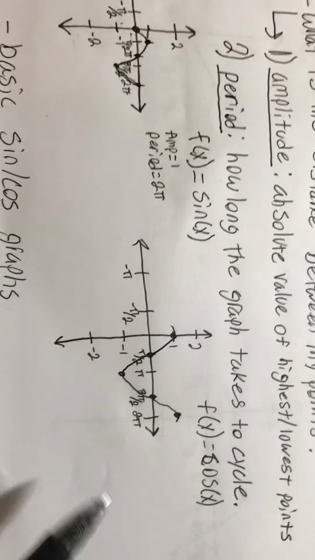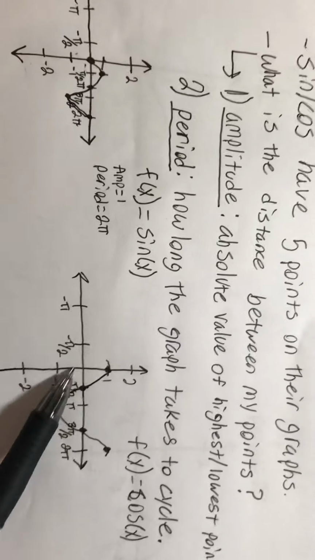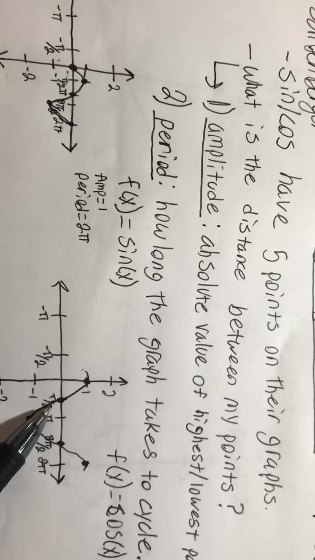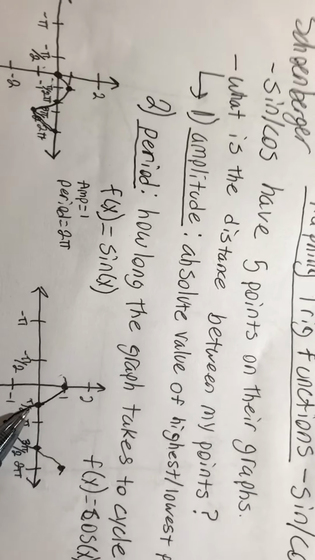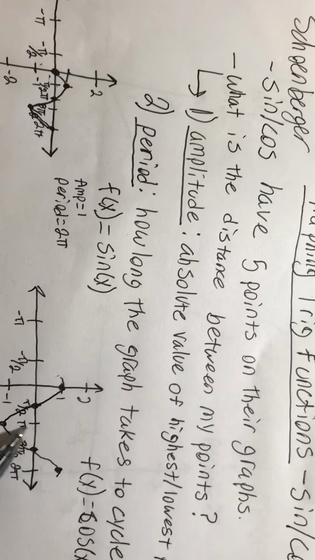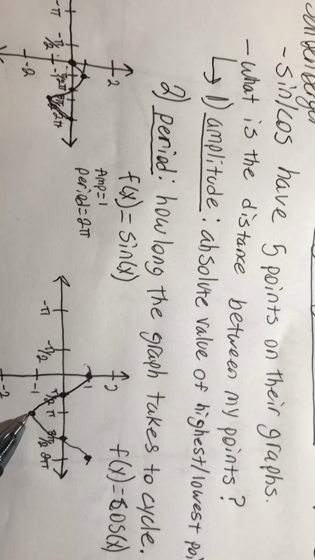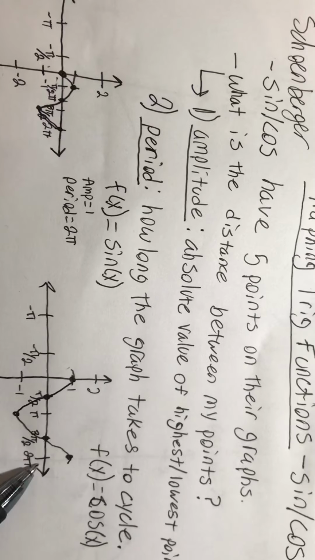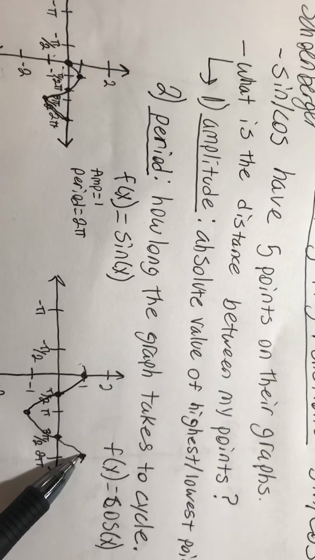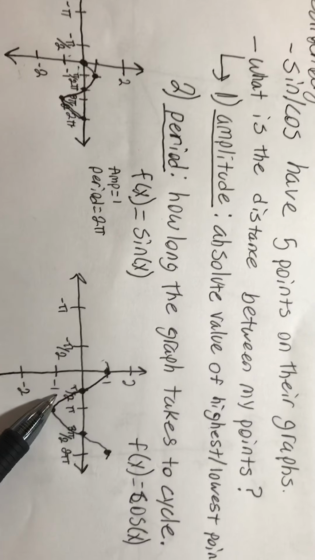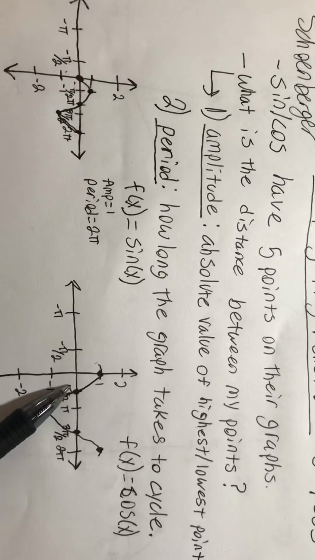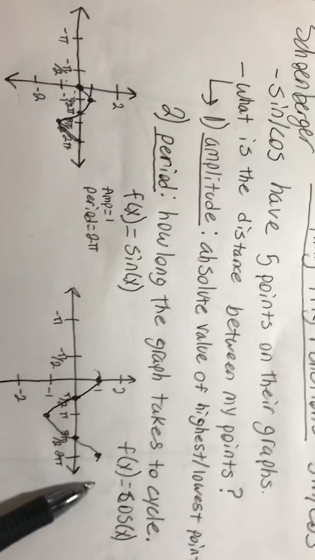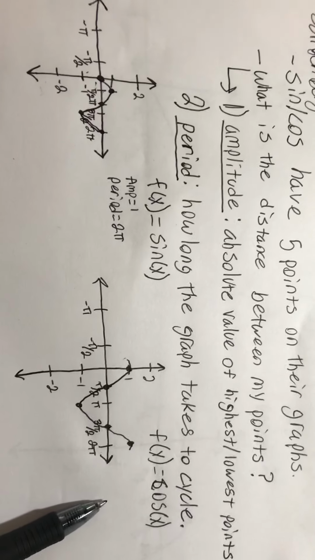And then for the cosine graph, we are going to be starting up here at 1 at 0, and then at pi over 2 it is going to be at 0, and then at pi it is going to go down to -1, and then at 3 pi over 2 it is back up to 0, and then at 2 pi it goes up to 1. For this one it is also going to be 90 degrees in between each point, or pi over 2, and the amplitude for this one is 1 and the period is 2 pi.